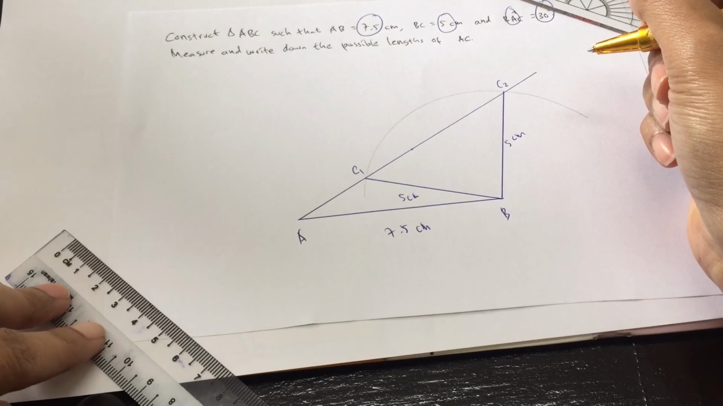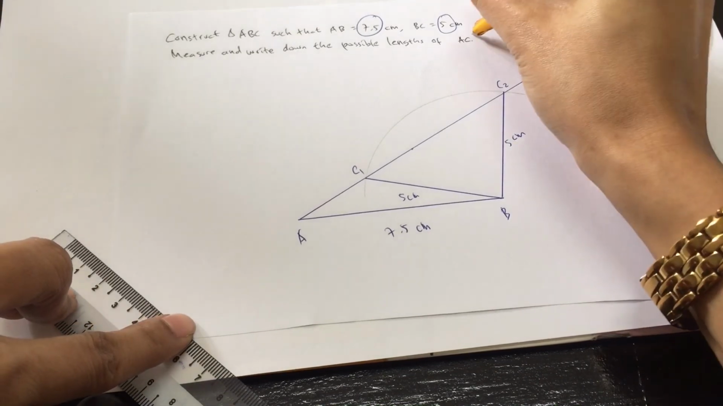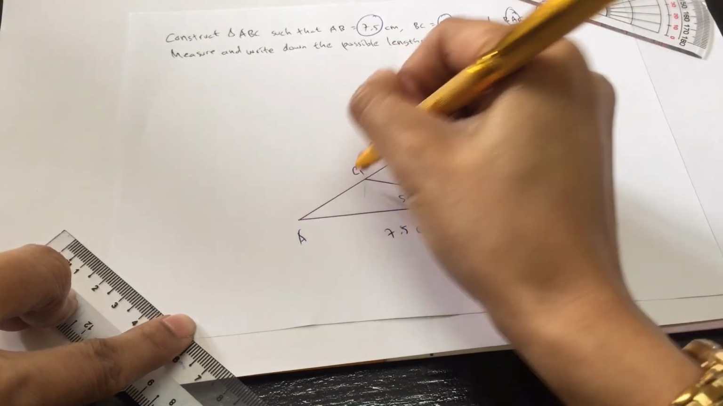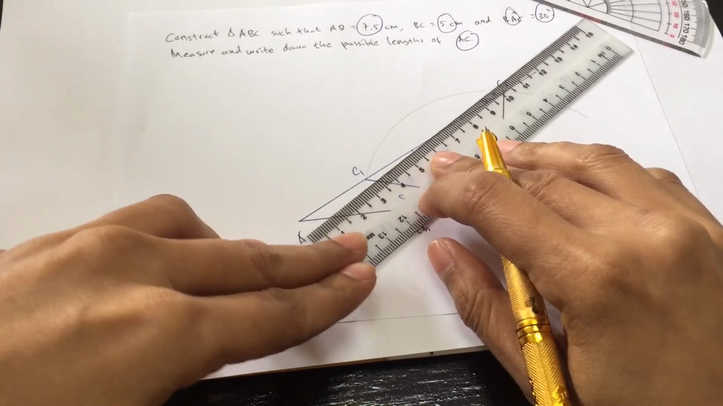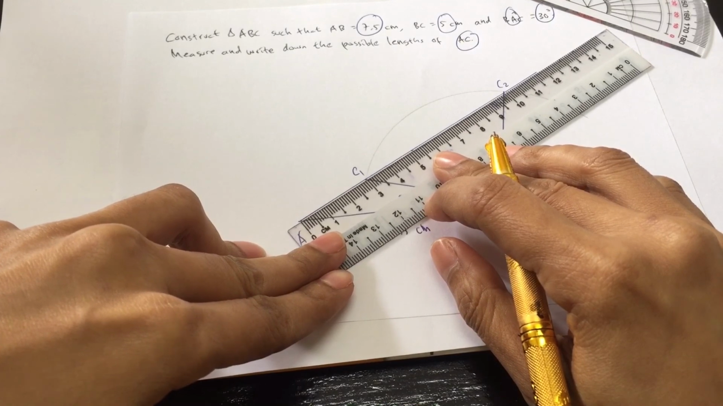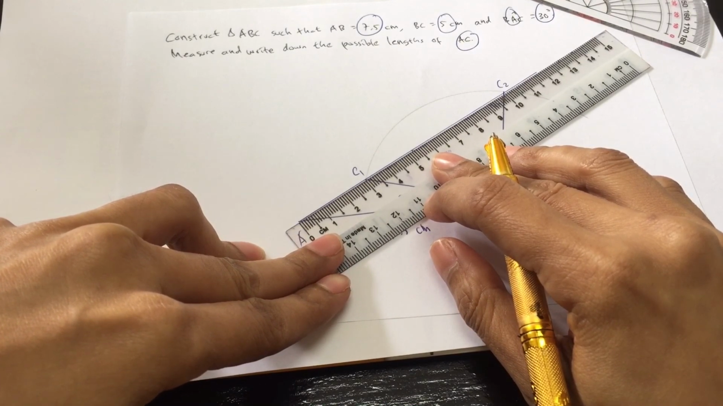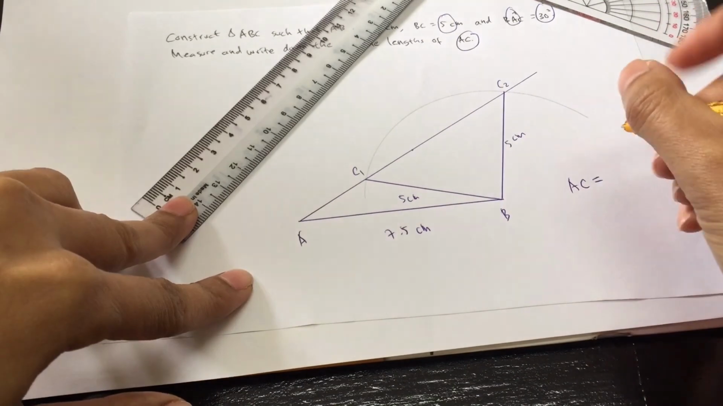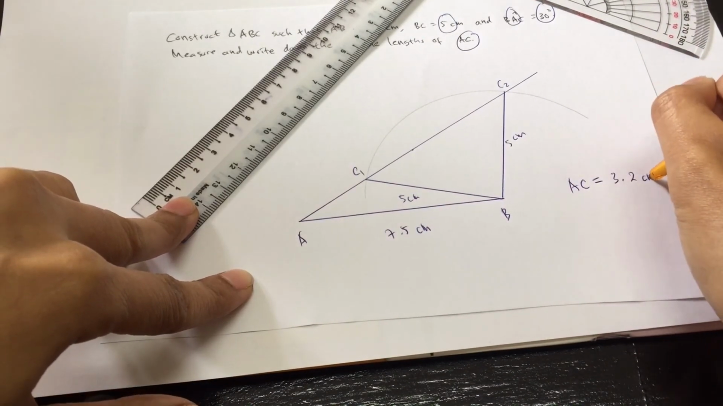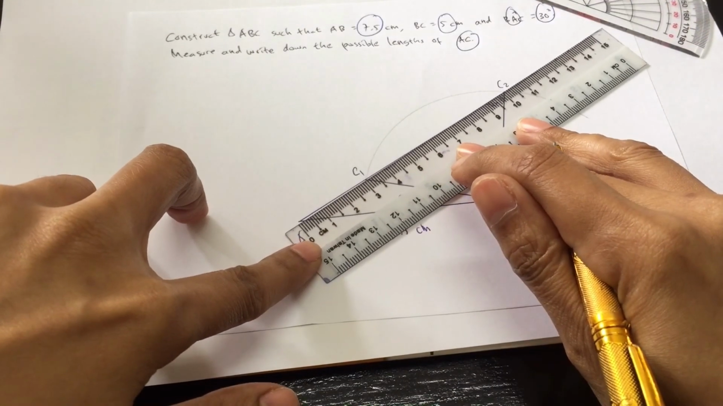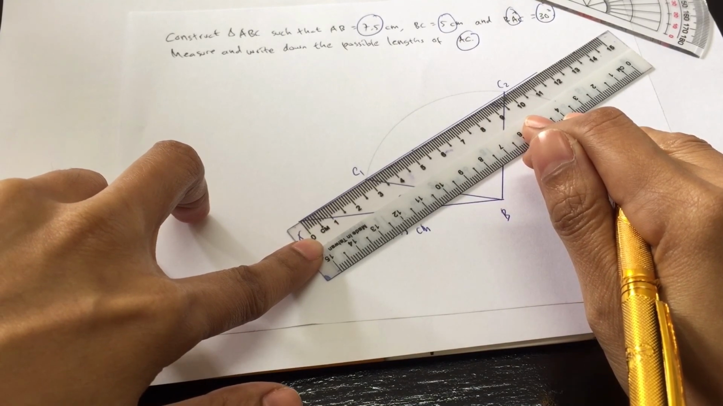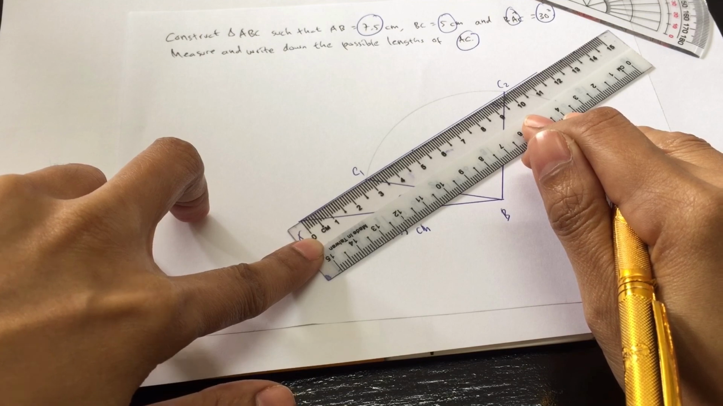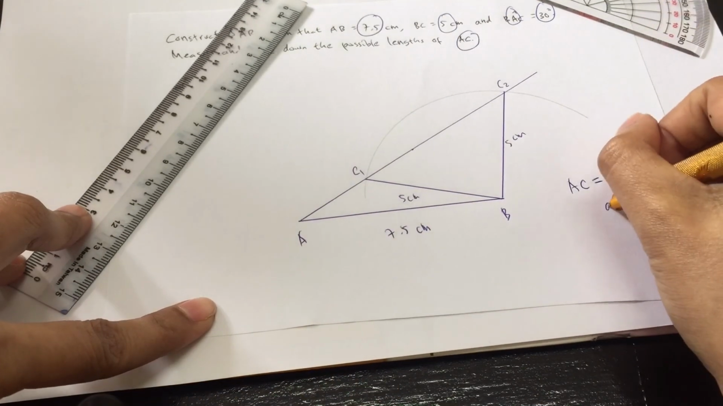The question is, write down the possible lengths of AC. So AC, A to C1 is 3.2 cm and A to C2 is 9.8 cm.